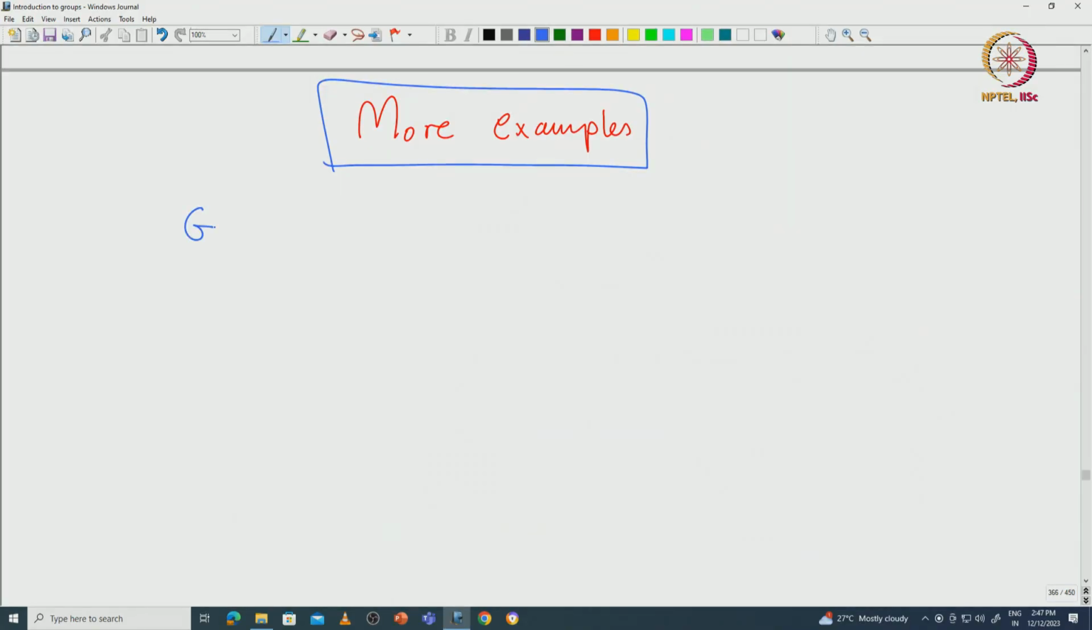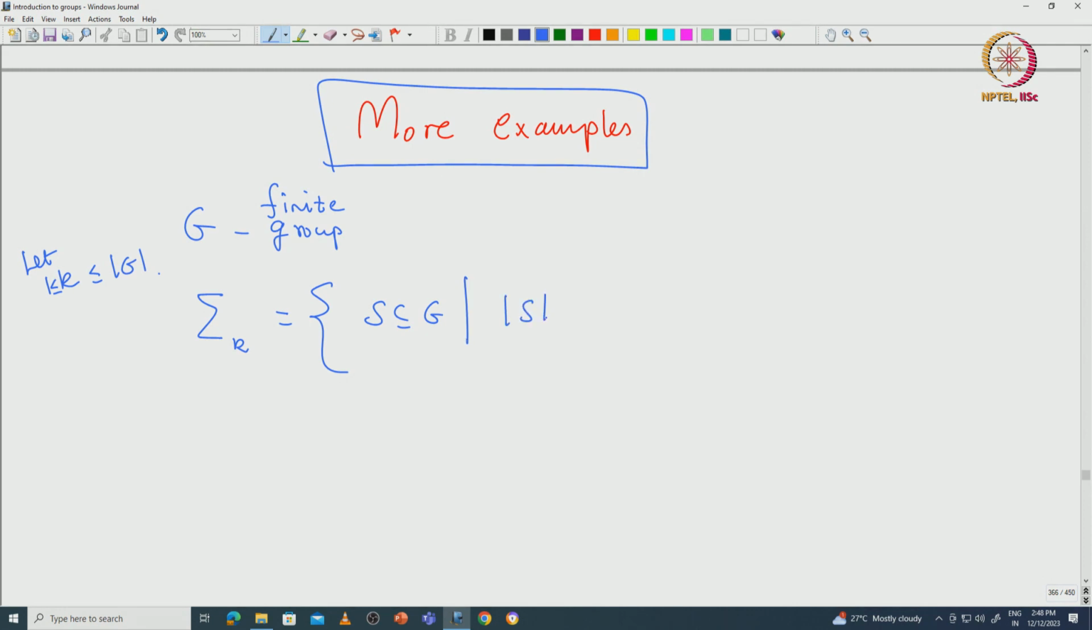Okay, let's start with the group G. Assume G is a finite group. So now what we will do, we will take this particular subset of this group G, call it sigma k, where k is some natural number. Okay, so let's say k is actually between 1 to the order of G. So then what is sigma k? You collect all the subsets S of G such that the cardinality of S is exactly k.